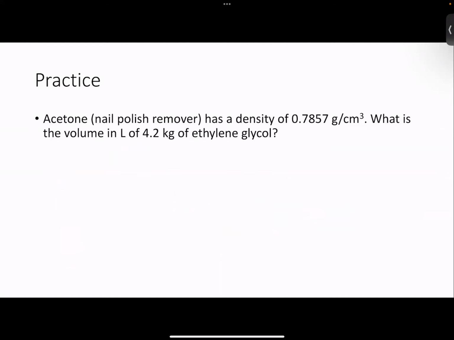Let me give you this one to work. Acetone has a density of 0.7857 grams per centimeter cubed. What is the volume in liters of 4.2 kilograms of ethylene glycol? Look, that's supposed to be acetone. What is the volume in liters of 4.2 kilograms of acetone? This is supposed to be about acetone.